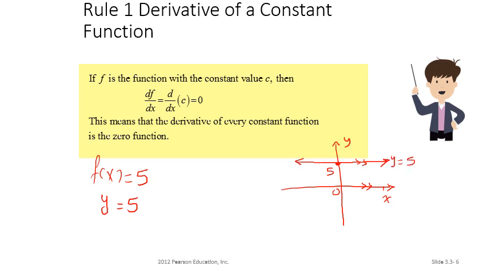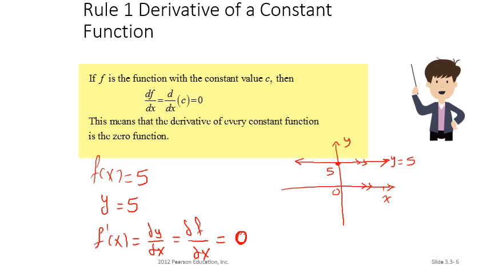Now it's a horizontal line. And what is the slope of any horizontal line? The slope of any horizontal line is 0. So the derivative, which is f dash of x, can be written as dy by dx, or df by dx, and for these functions it is equal to 0. Why? Because the slope of any horizontal line is equal to 0.